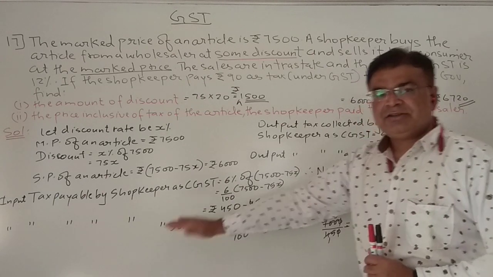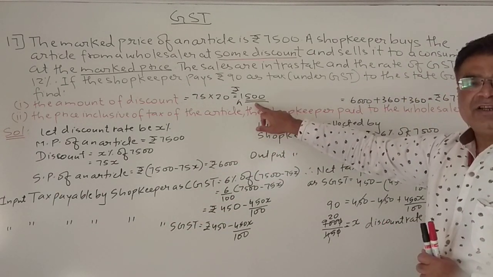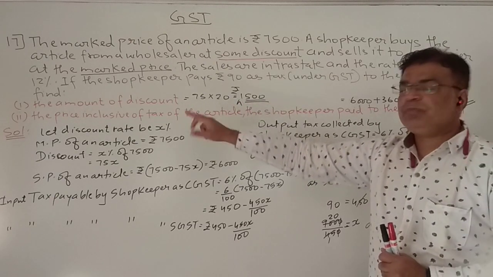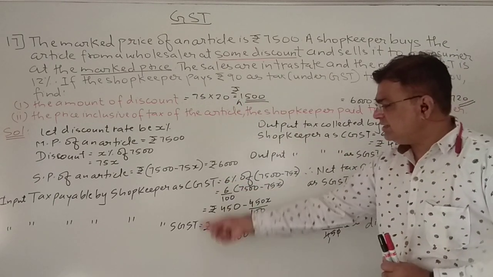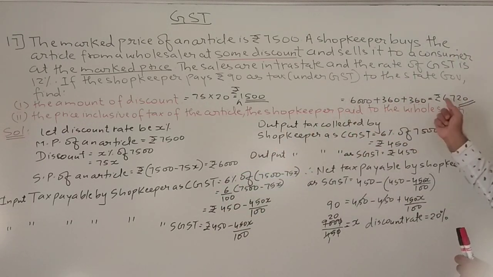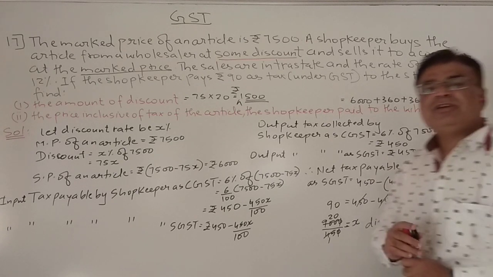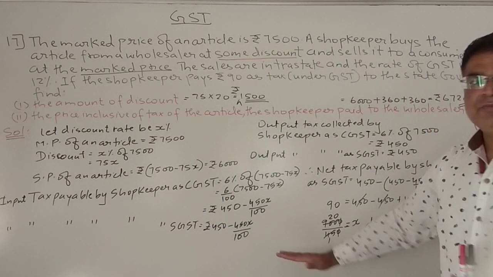Please go through it and then check our answers: the discount is 1,500 and the amount paid by the shopkeeper to the wholesaler inclusive of both the taxes is 6,000 plus 360 plus 360, which comes to 6,720. Okay students, please go through the whole sum.